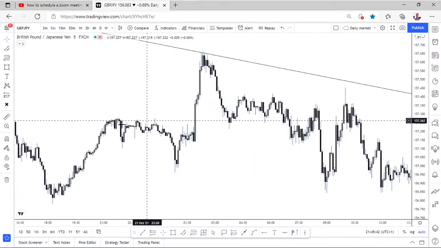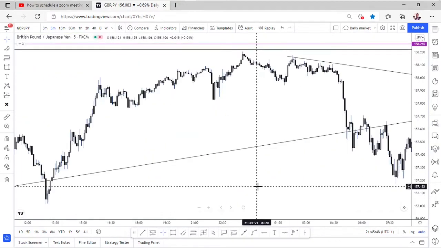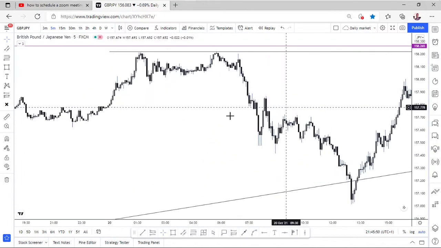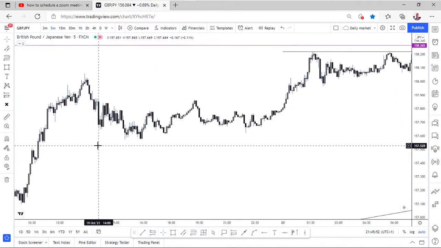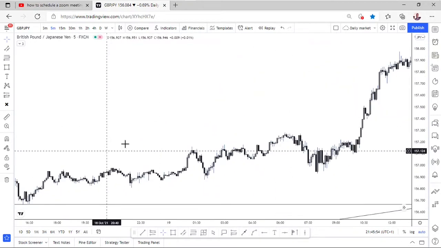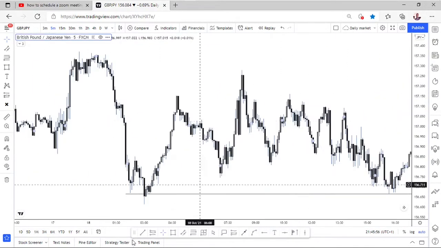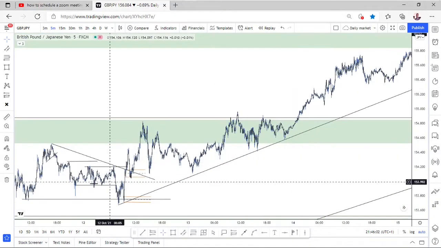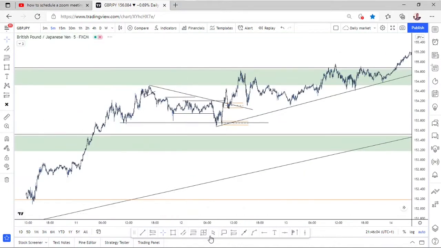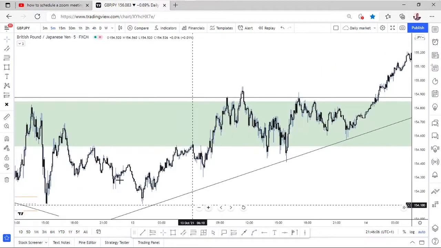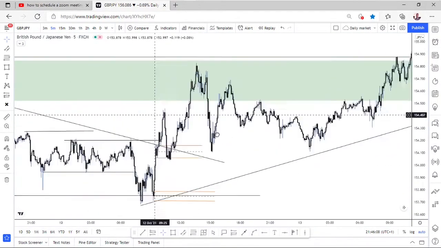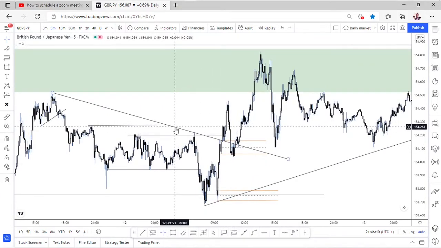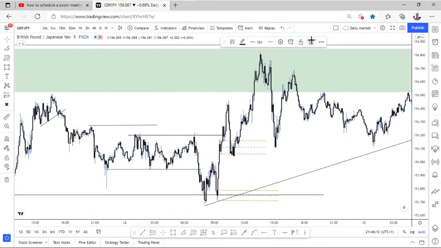The other part I also want to talk about is using structural break, your simple structural break. If you don't like using your counter trend line, all you can simply use is your structural break. Now let's remove this counter trend line.